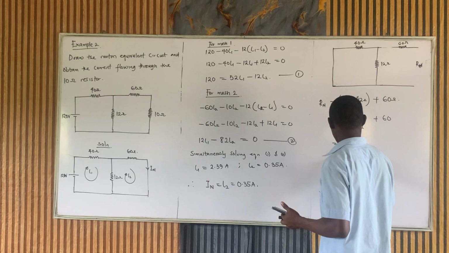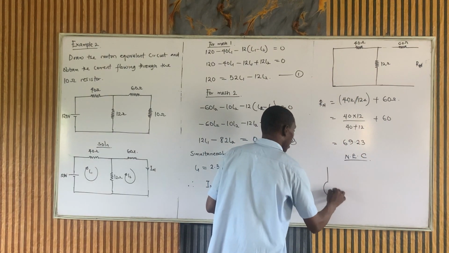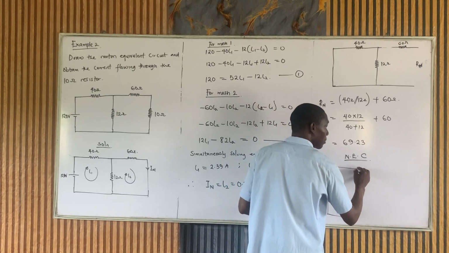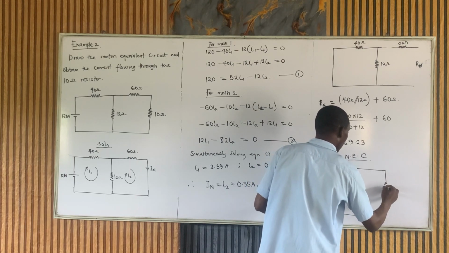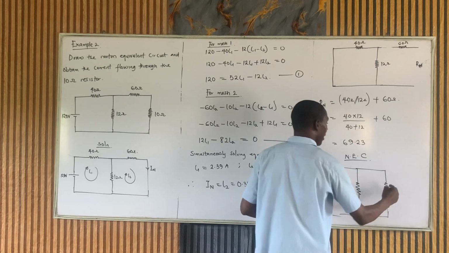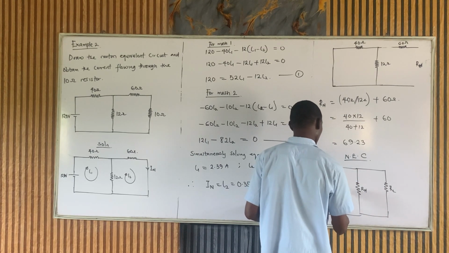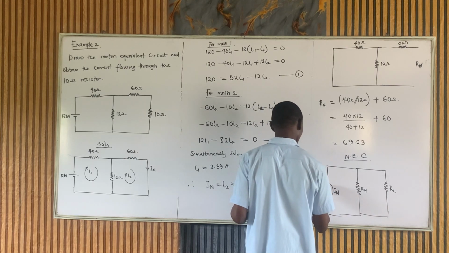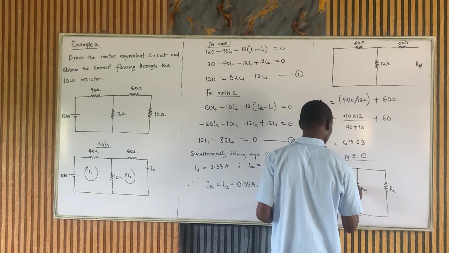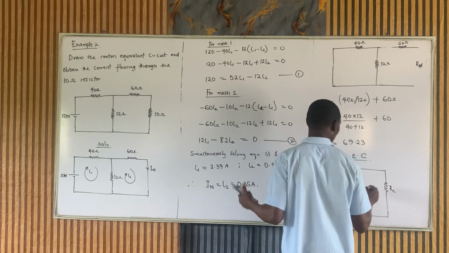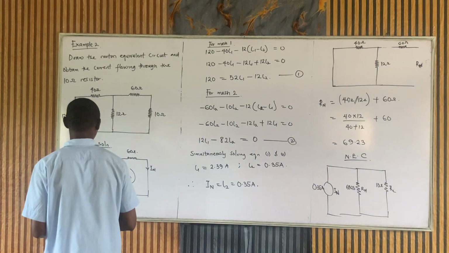Norton equivalent circuit. Okay? So that will consist of our In in parallel with Rn in parallel with RL. So this is our RL, Rn, In. Our In is going to be 0.35 ampere. Rn is 69.23. RL is the 10 ohm resistor. So we'll now use our current divider rule to get that now.